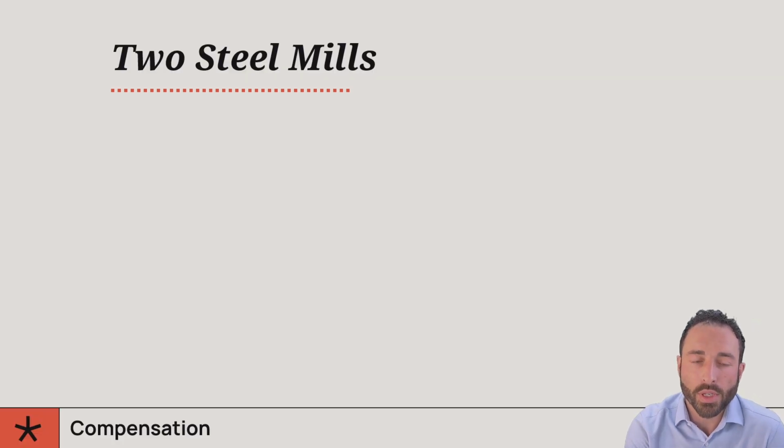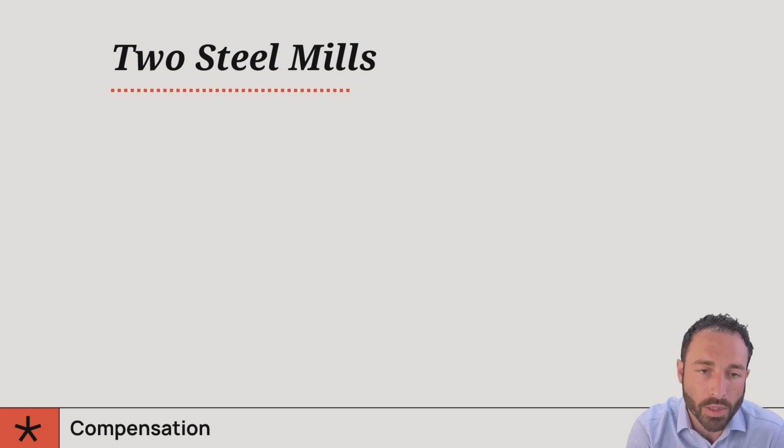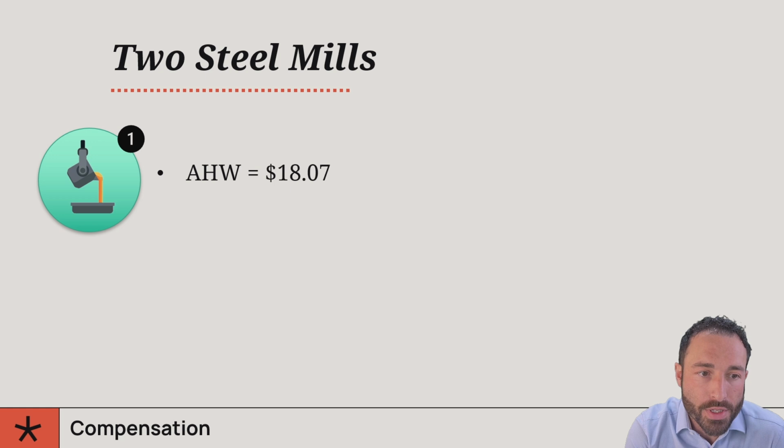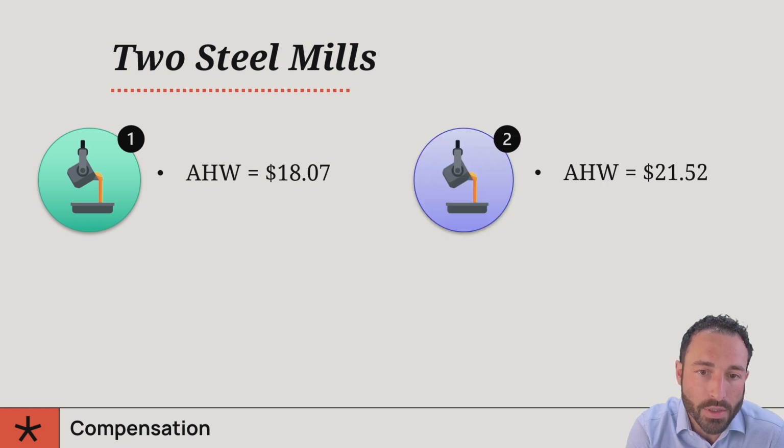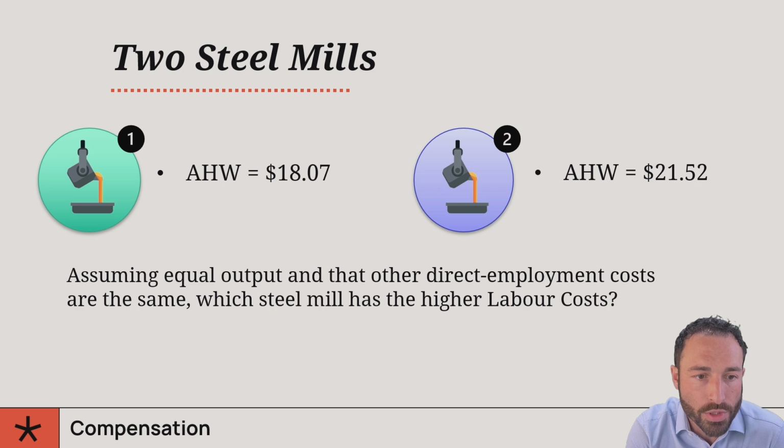And the first example that I want to put in front of you, just to give you an idea of the angle that we're looking at when we talk about compensation, is an example of two steel mills. So our first steel mill has an average hourly wage of around $18, and we've got a second steel mill with an average hourly wage of around $21. And so the question that I want to put to you is that, assuming that they have equal output and there's no other direct employment costs that are varying here, which steel mill has higher labor cost?